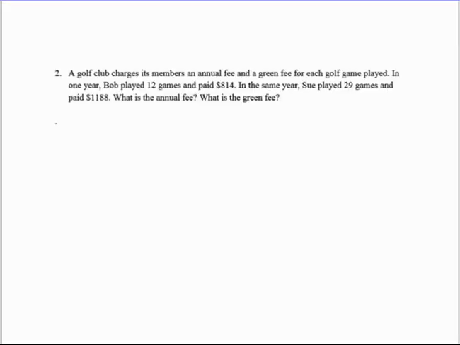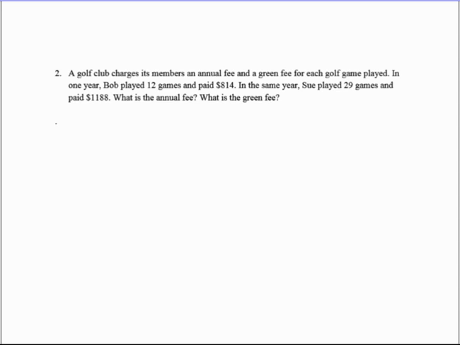Okay, question number 2. A golf club charges its members an annual fee and a green fee for each golf game played. In 1 year, Bob played 12 games and paid 814. In the same year, Sue played 29 games and paid 1,188. What is the annual fee? What is the green fee?